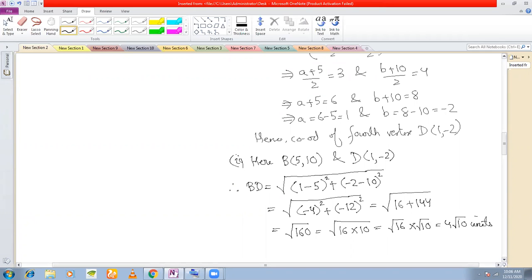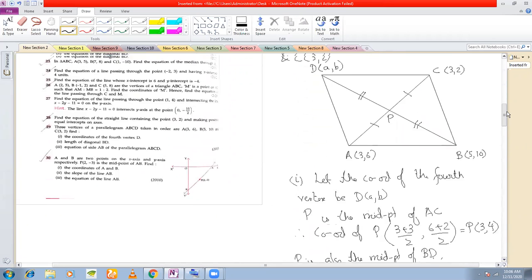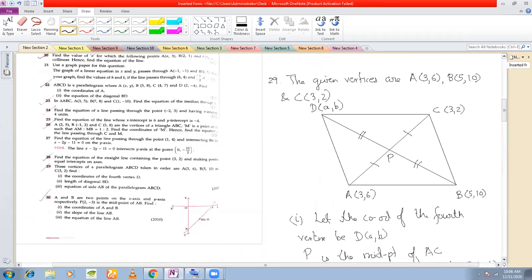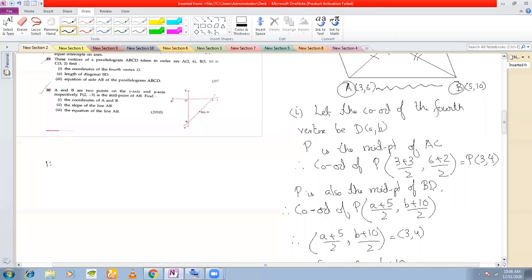The third part of the question says find the equation of the side AB of the parallelogram ABCD. Equation of this side, this straight line AB. You know two points on the straight line, the point A and the point B. So you find that by the two-point form. This is the third part. Write down the coordinates first. Here the coordinate of A is 3, 6 and the coordinate of B is 5, 10.